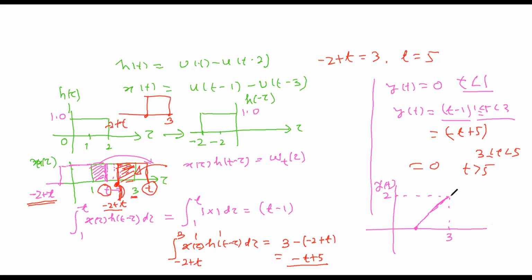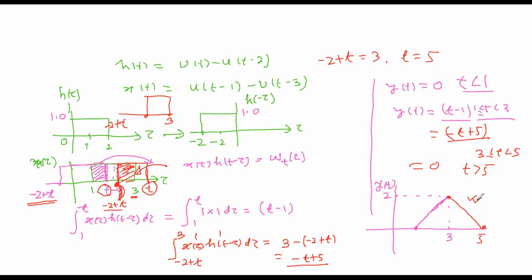Then you have to draw this line at t equal to 3, because the result will show you whether the integration is correct or not. Your output should be continuous. So you put t equal to 3 in this equation, and you will see that your output will be equal to 2. Then it coincides with this thing at 5, where output equals 0. So this is your output.